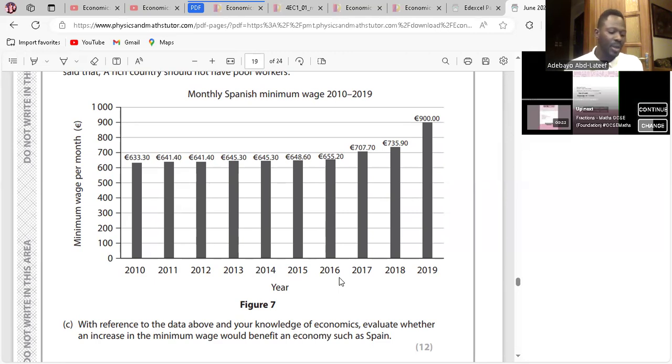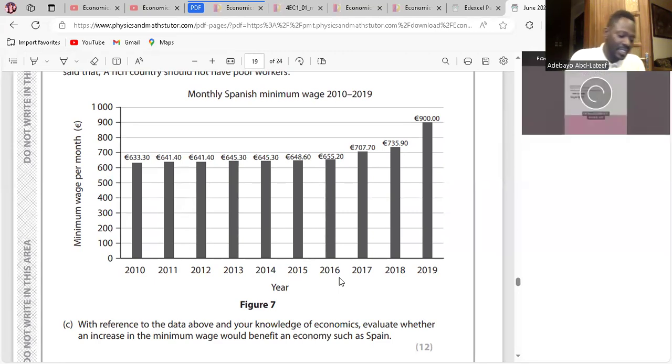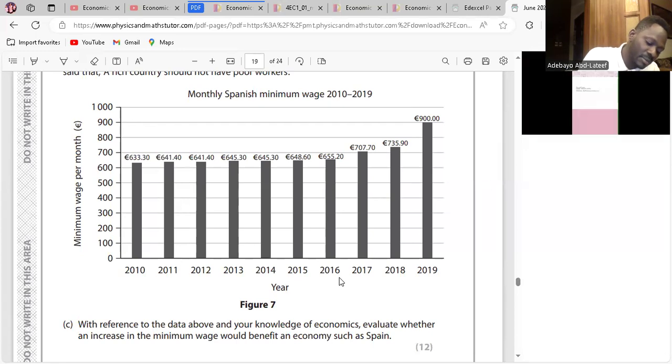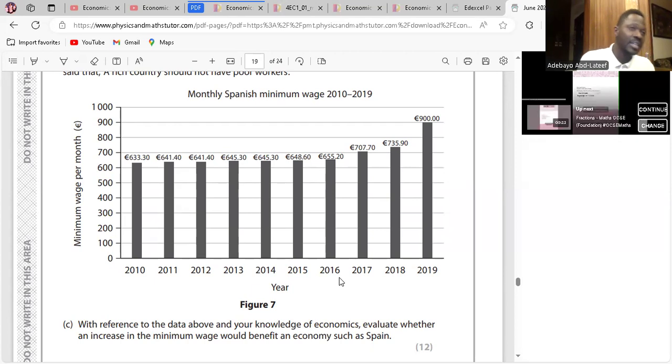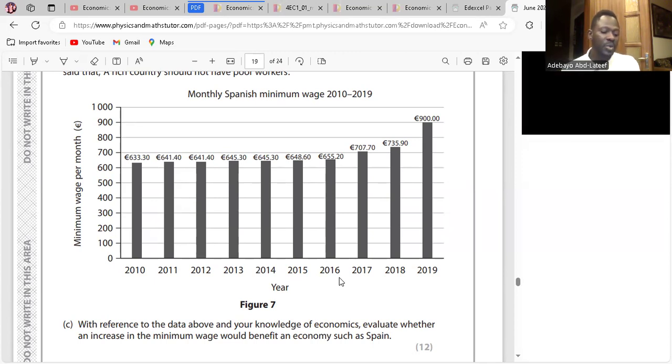Fair. Yeah. So according to the data, the minimum wage rises by 22.30%. And how do you get that? 900 minus 735 over 735 multiplied by 100. Between 2018 and 2019. Do you get that? It increases by 22.30%. Clear? The increase will improve the income of employees in Spain, which will in turn increase their purchasing power, bringing about improvement in the standards of living.